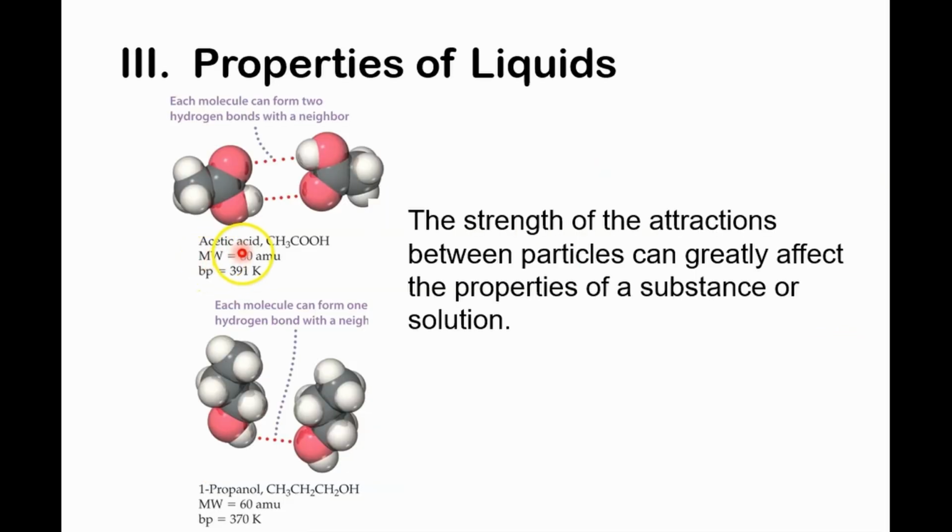Here are two molecules that have the same weight, acetic acid and one propanol. We see hydrogen bonding can occur. Here we have two places. Each molecule can form two hydrogen bonds with a neighboring molecule, and so it has a boiling point of 391 Kelvin, which is 21 degrees higher than propanol's boiling point, which can only hydrogen bond in one position. So it's this attraction. These intermolecular forces are going to dictate physical properties like melting point and boiling point.